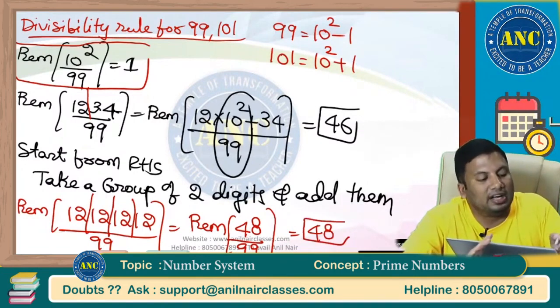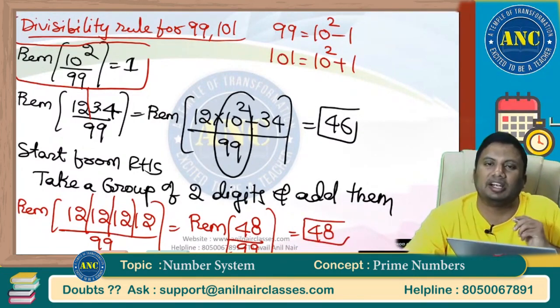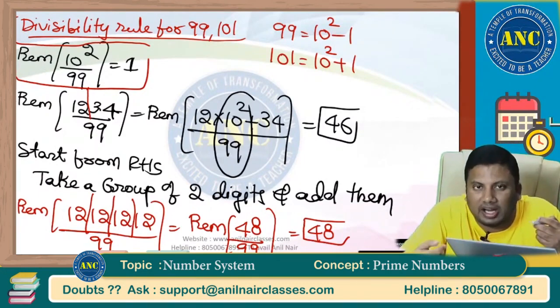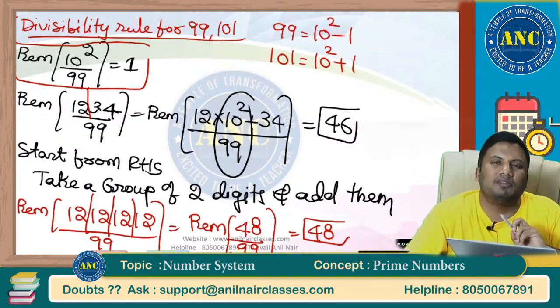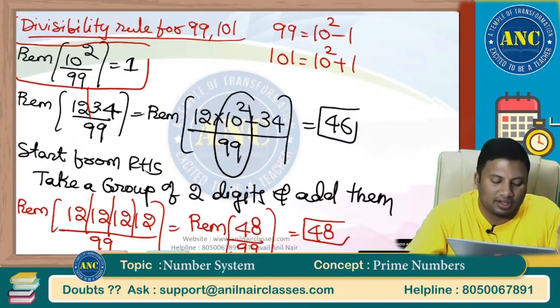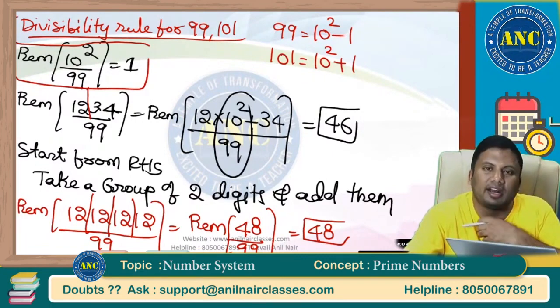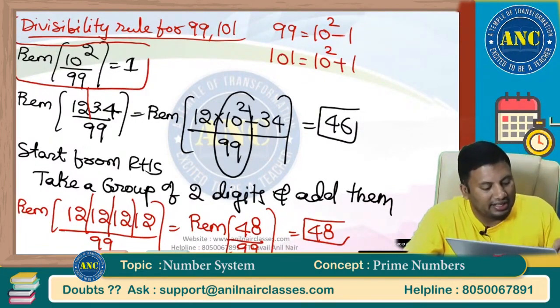I hope the divisibility rule for 99 is also clear. Generally students who do not have a good understanding of these numbers will do the divisibility rule of 9 and 11. You don't need to do it. I hope the idea is clear.